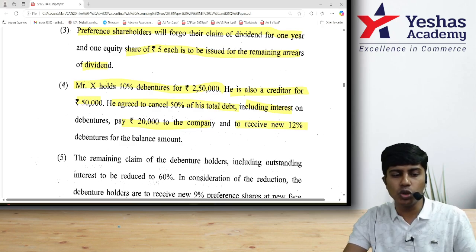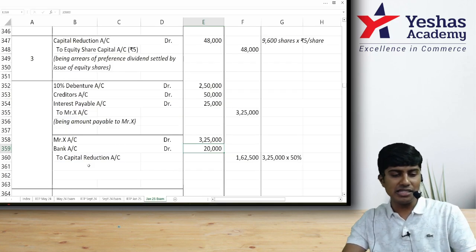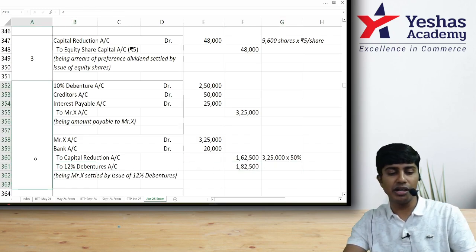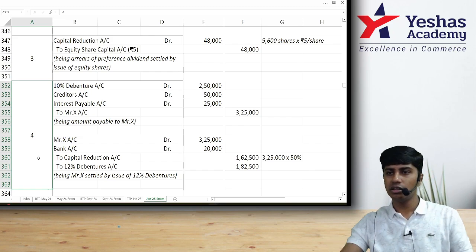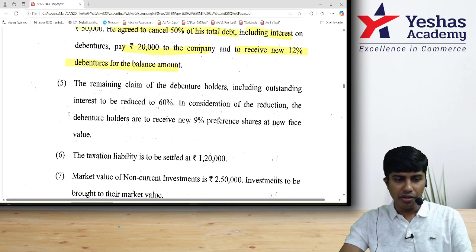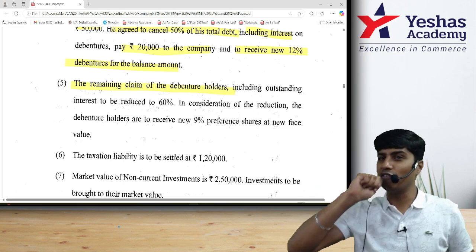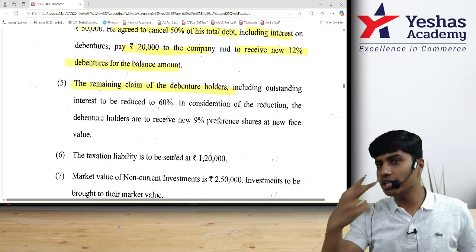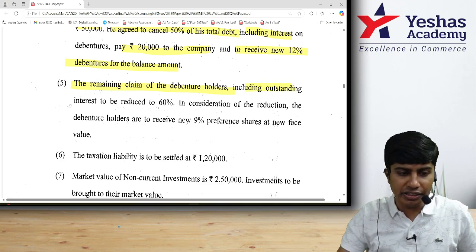Read that later part. To receive new 12% debentures for the balance. Whatever is the balance here, we're going to give him 12% debentures, 1,82,500. This is adjustment number 4. Everyone got this? Easy? Let's see adjustment number 5. Remaining claim of the debenture holders. 4,50,000 worth of debentures were there. Mr. X owns 2,50,000. Gone. Remaining is 2 lakh.